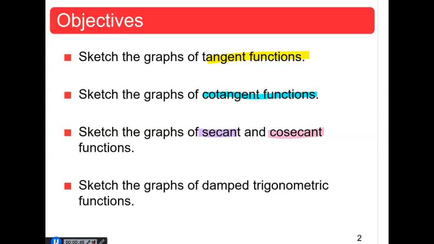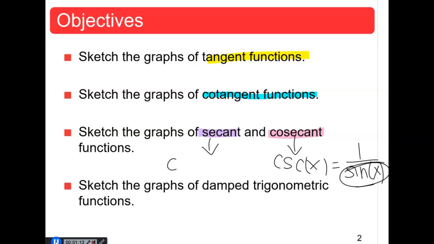So I want to remind you that cosecant x is the same as the reciprocal of sine. And so we're going to be reviewing the graph of sine and then learning how to graph the reciprocal of that. For secant, we will be using the graph of cosine. In fact, the reciprocal of cosine, because that is how secant is defined to be.